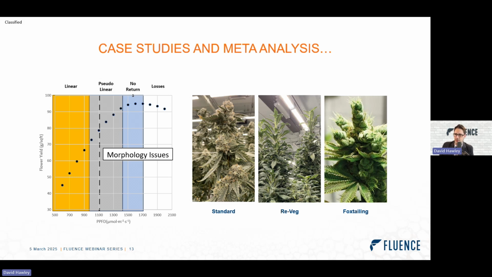So here's just some pictures of things we've observed. The leftmost picture is just your standard cannabis morphology, but we've had instances of people saying that under high light intensities, they're having their plants re-veg, or they're seeing foxtailing. And we see less of this when people go to high light intensities, but they do it without just focusing on top light. They do it with a balance of top light and intercanopy or subcanopy.